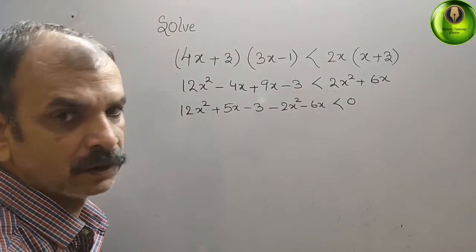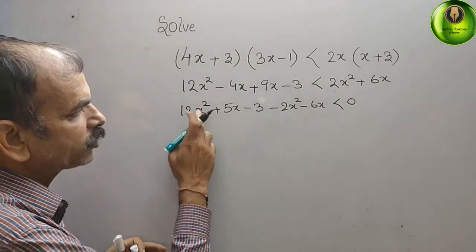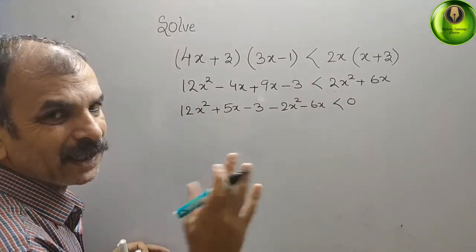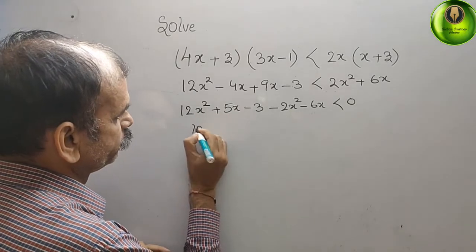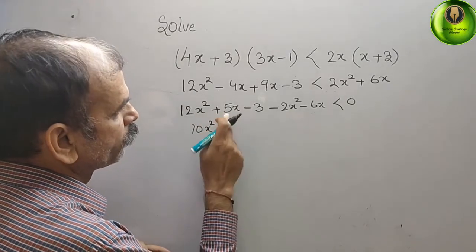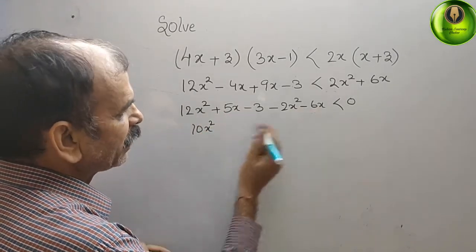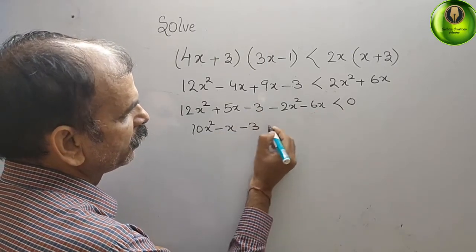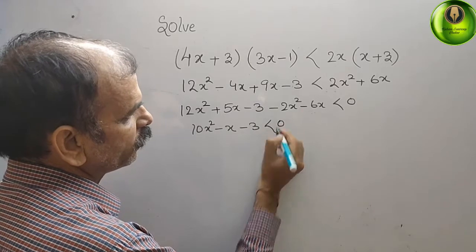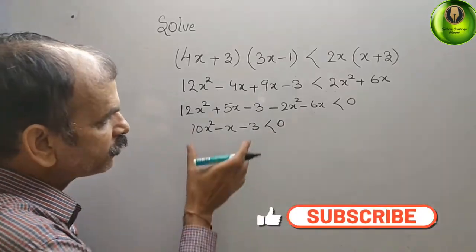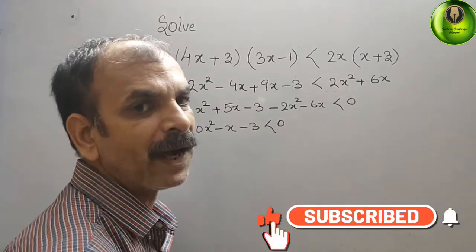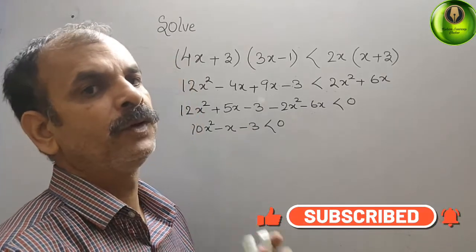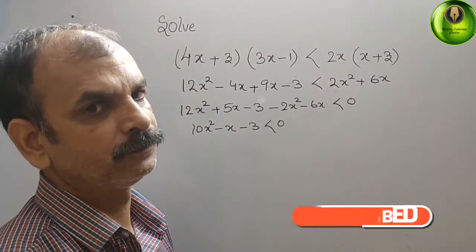Now solve this. So here you will get 12x square minus 2x square is 10x square. 5x minus 6x is minus x. And here comes minus 3. It should be less than 0. Now solve this by taking it equal to 0.